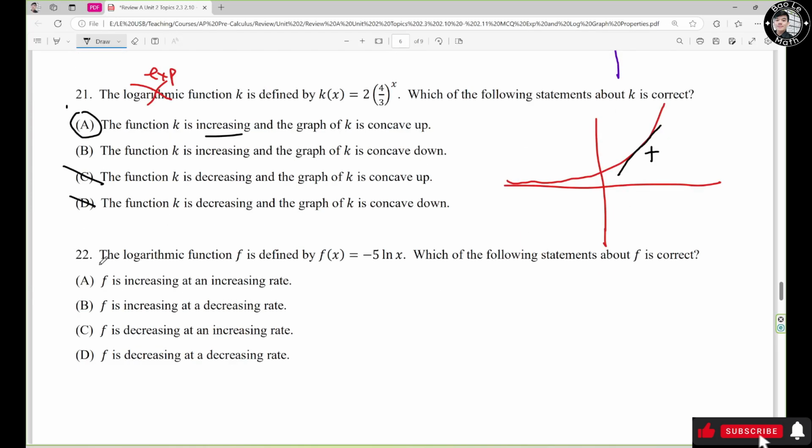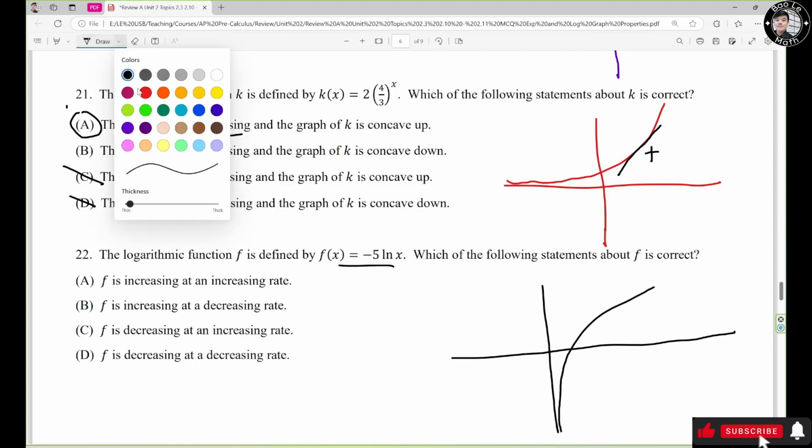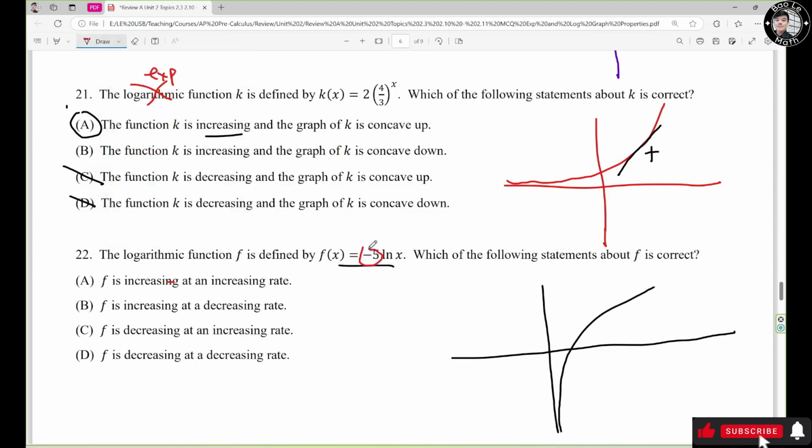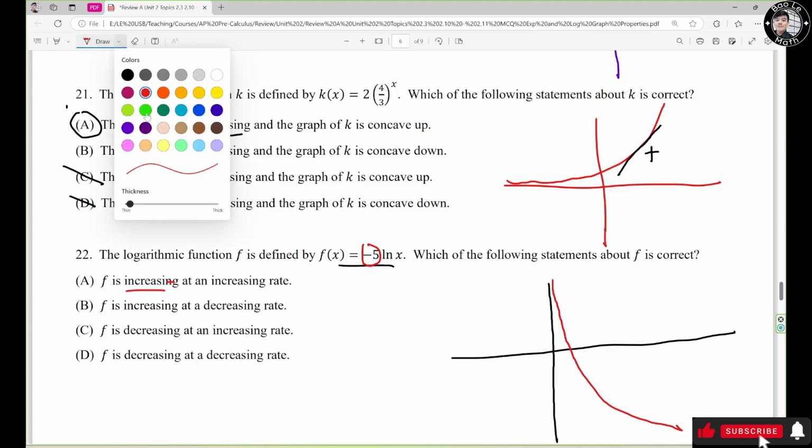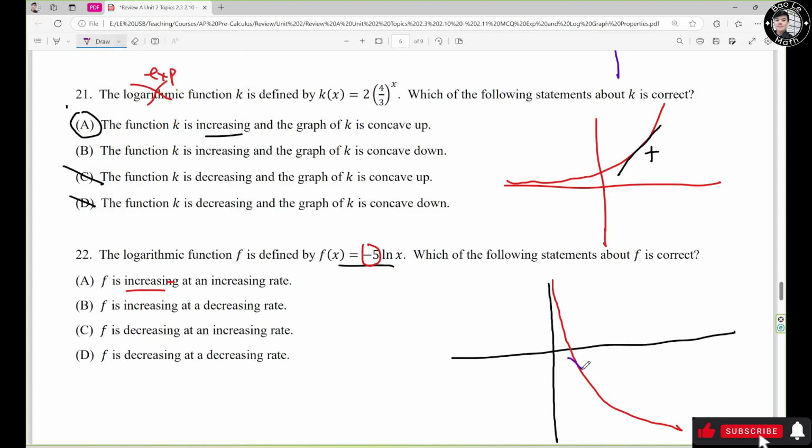Now, question number 22. The logarithmic function is defined by f of s equals negative 5 natural log of s, right? We need to get this one. Alright, you know that the parent function of the logarithmic function is going to be something like this, right? Now, since you have the negative 5 in front of the output, there is a reflection over the x-axis, so it could be something like this, right? The function f is increasing or decreasing. You just draw the tangent line. You see that the tangent line is going down this way, which means the slope is negative, right? So the function is decreasing, right?